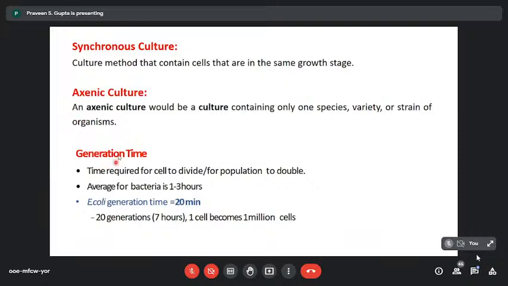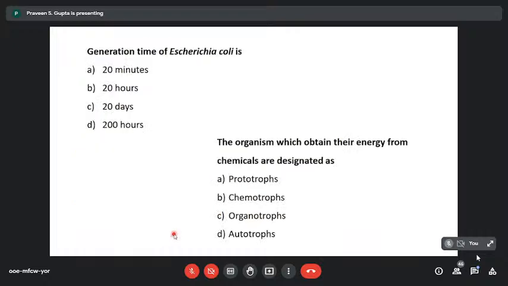And generation time, as I already mentioned, the average generation time varies between 1 hour to 3 hours, but the bacterium E. coli has a generation time of 20 minutes. So this is all about the theoretical part.